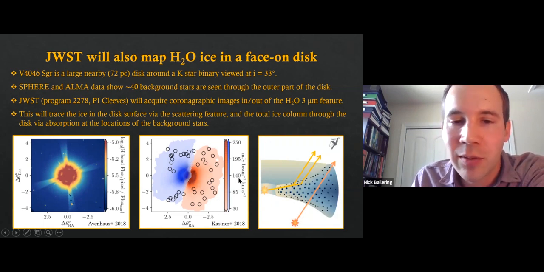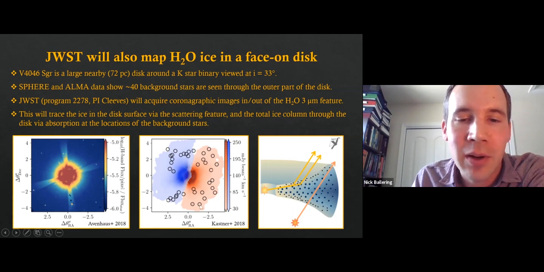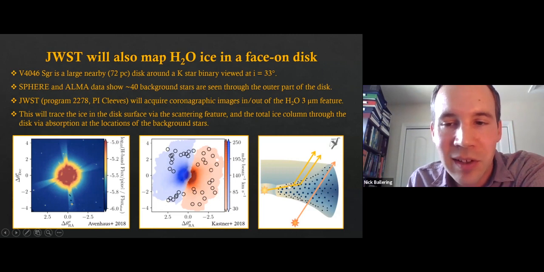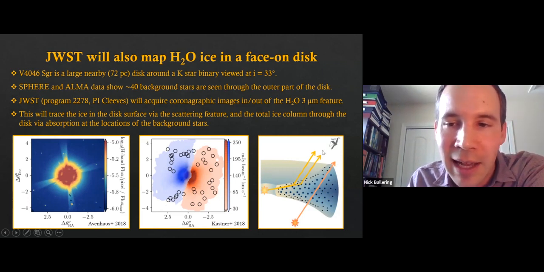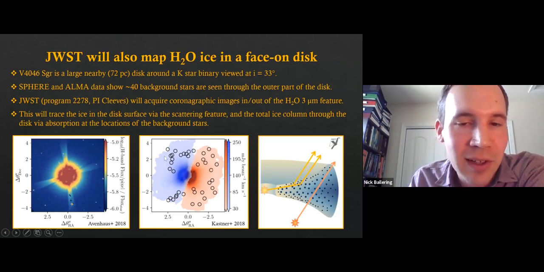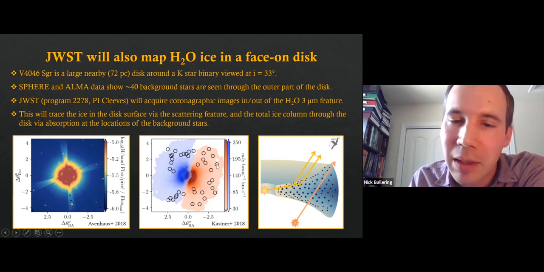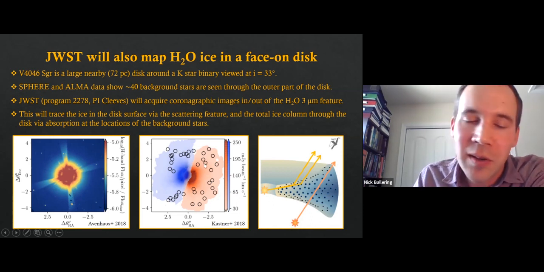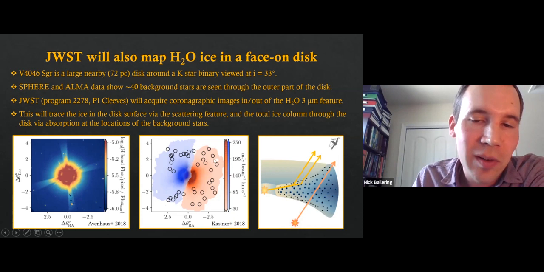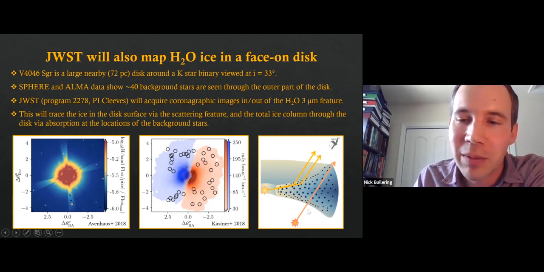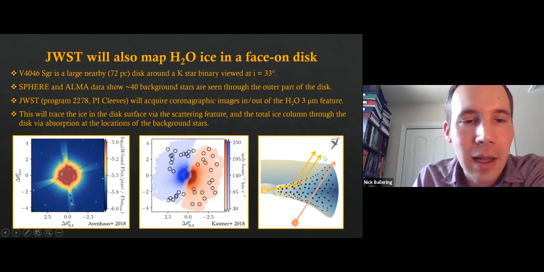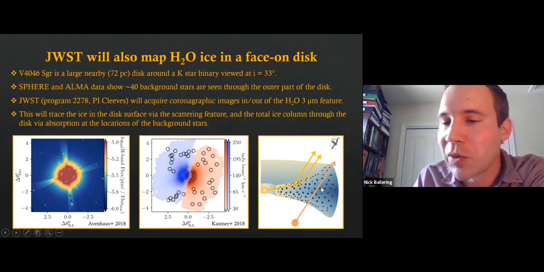The first is through we'd be able to map out across the entire surface of this large disk the water ice profile that we'd see from scattered light. So, right, you'd scatter off the water in the surface and be able to see that, as is done with a few disks before. But also at every location where there's a background star, we'd also be able to see the ice profile, this time in absorption.